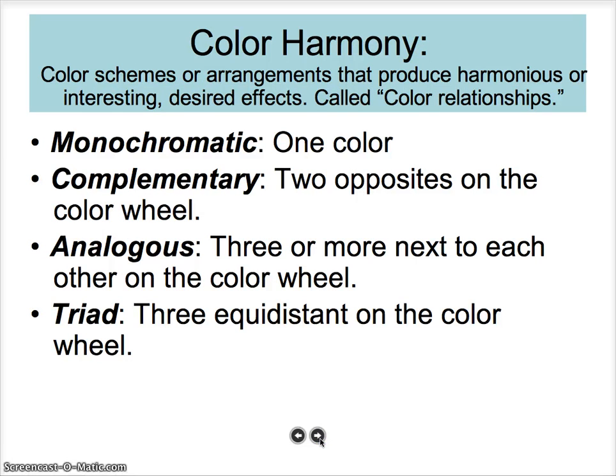This is very important for perception and understanding and appreciating art. And that is what we call color harmony or color schemes or arrangements. They produce harmonious or interesting effects, desired effects, and these we call color relationships. Okay, so there's monochromatic, which is just simply one color. Complements, 2 opposites on the color wheel. Analogous, that's a color family, when 3 or more colors are right next to each other on the color wheel. And the triad, 3 equidistant colors on the color wheel. So look at the color wheel in your book and see if you can find these color harmonies.